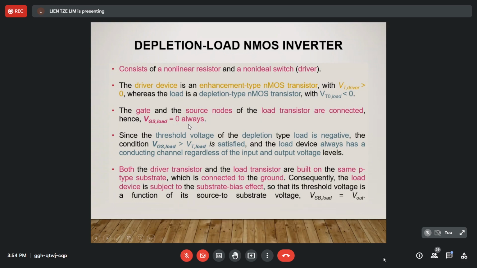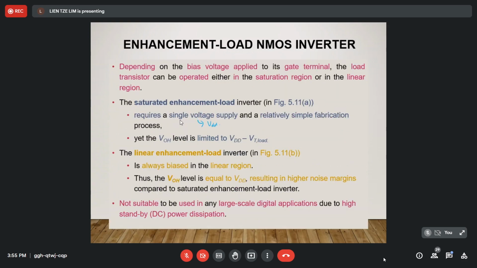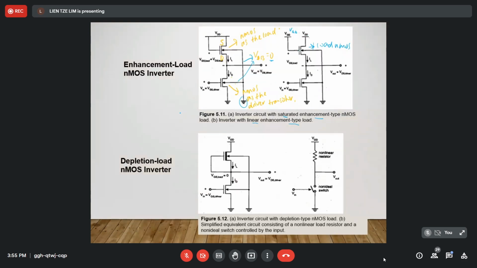So I go back to the figure. It mentions that the gate and the source node of the load transistor are connected. So this is gate, this is source, this is drain. Already stated here, so this one also needs to change. This one is drain and source.